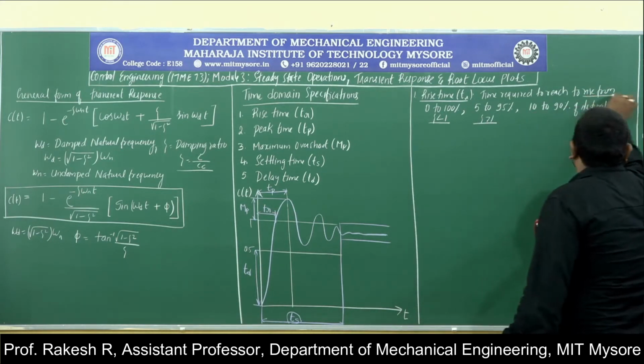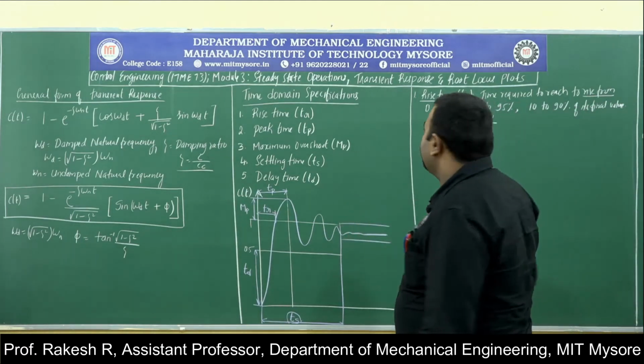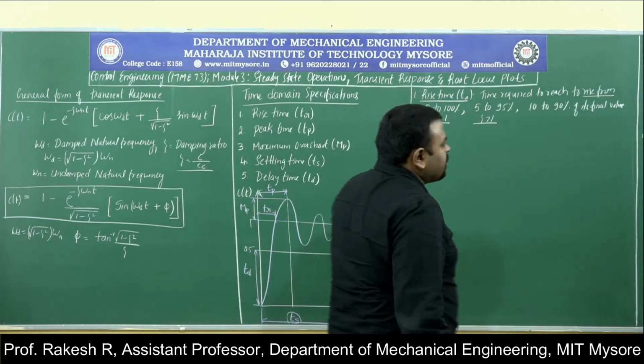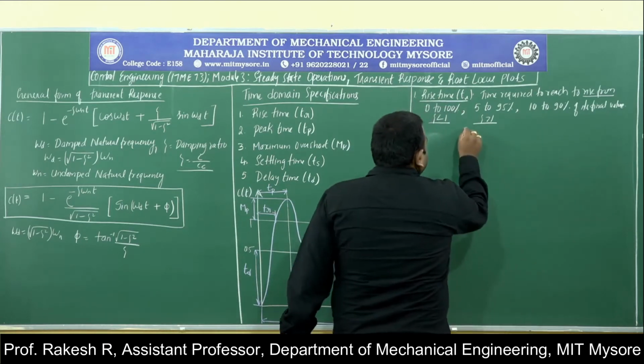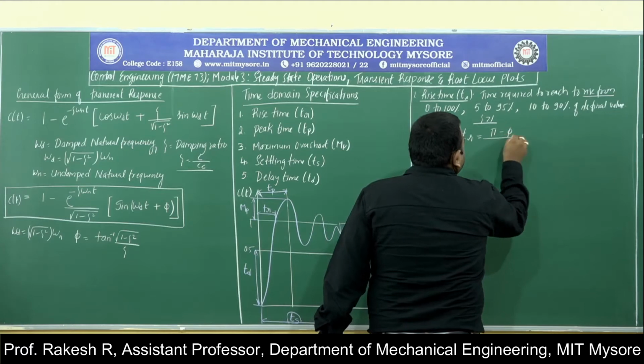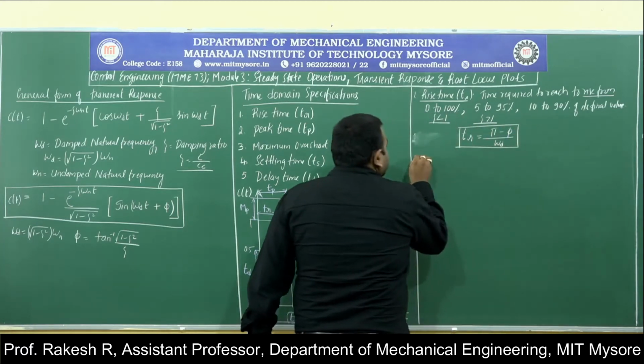Time taken to rise from some percentage to the final value. Then peak time. There will be an expression for rise time. Rise time will be calculated like this: pi minus phi divided by omega d. This is the expression for rise time.